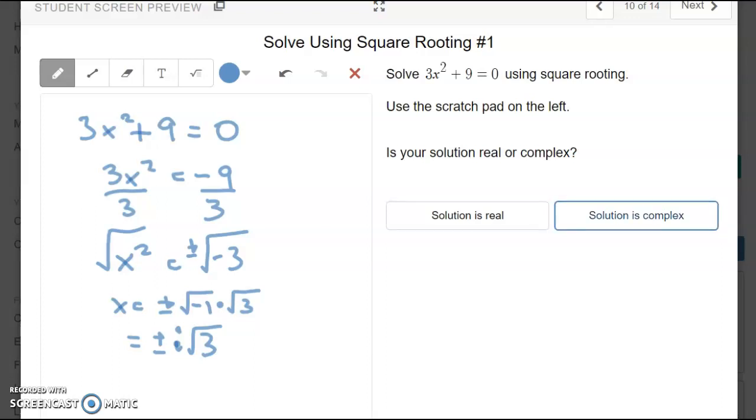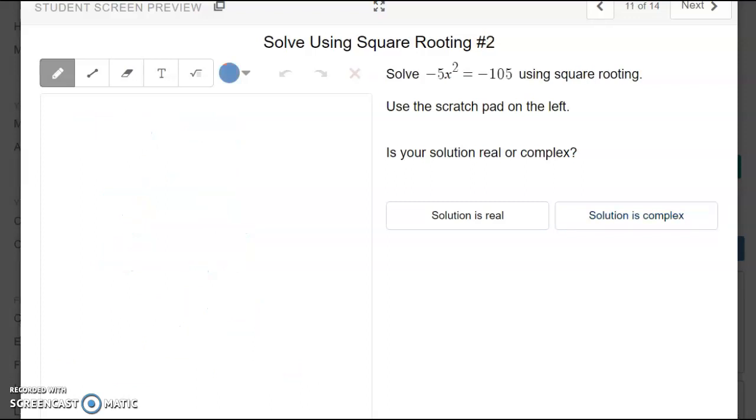Okay, what is the real part of this? If you have x is equal to positive i root 3, and x is equal to negative i root 3, this is the imaginary part. What is the real part? It is like 0 plus. The real part is 0. The imaginary part is positive i root 3 or negative i root 3.